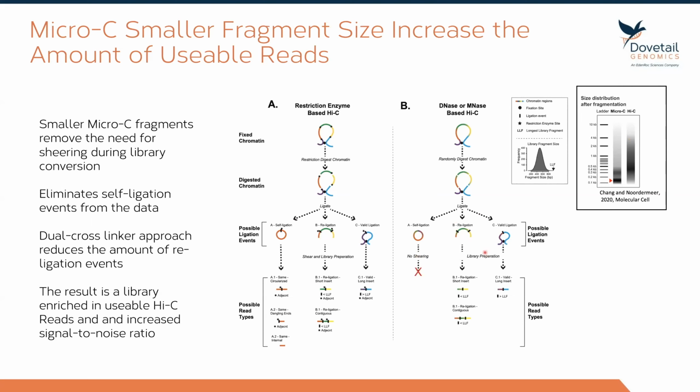That leaves us with short religation events and valid ligation events. To help mitigate these religation events from occurring, we add a secondary crosslinker that has a longer arm than formaldehyde, so that it builds a more robust fixation matrix. So we're limiting the amount of short inserts, and we're enriching for long ligation events. If the question arises about what a valid Hi-C read is without a restriction site, it's pretty much the same definition: the ligation event has to have a physical distance longer than the molecule that you're sequencing. But now you don't have to depend on your ligation event being adjacent to a restriction site.